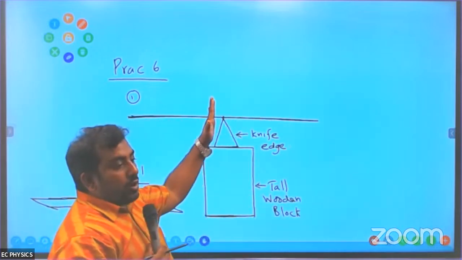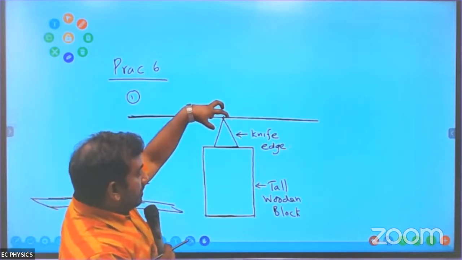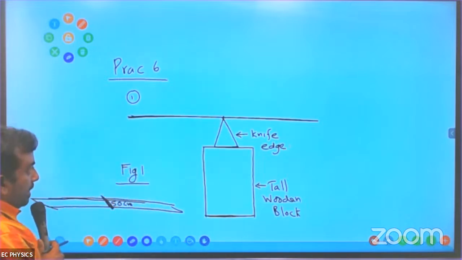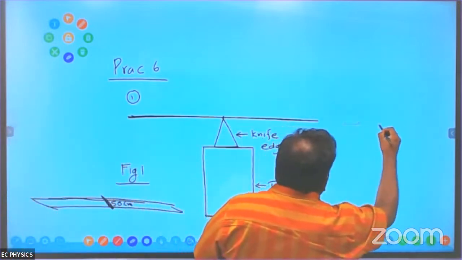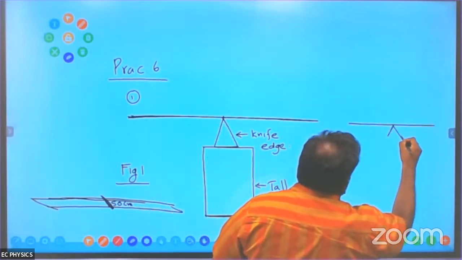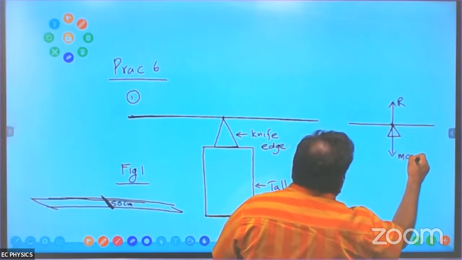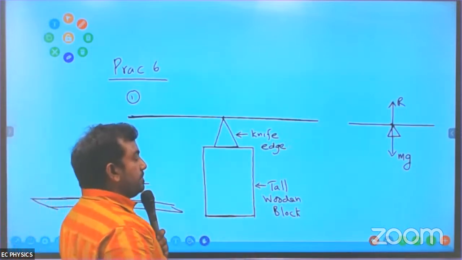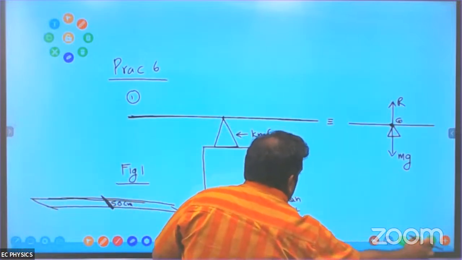Place a mark on the center of gravity of the ruler. So if I draw this on the side, the knife edge, normal reaction, and weight lie along the same line. Okay, right. Your center of gravity is there.